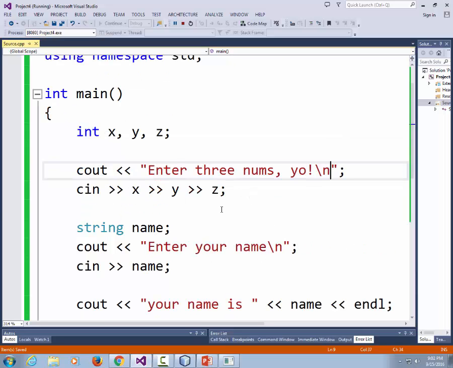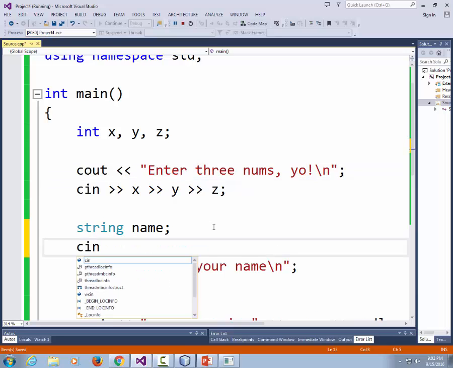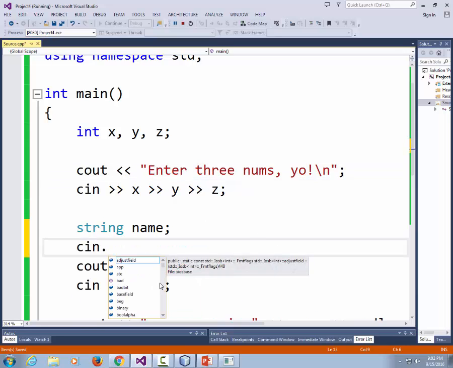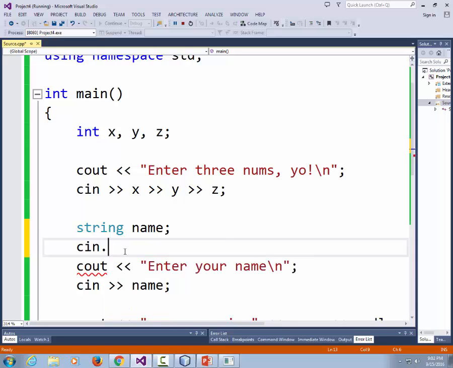You can clear your input buffer, though. You can do cin dot... I've forgotten what it is. Clear? Is it? It's a guess. I can't believe I've forgotten it. Clear is there.